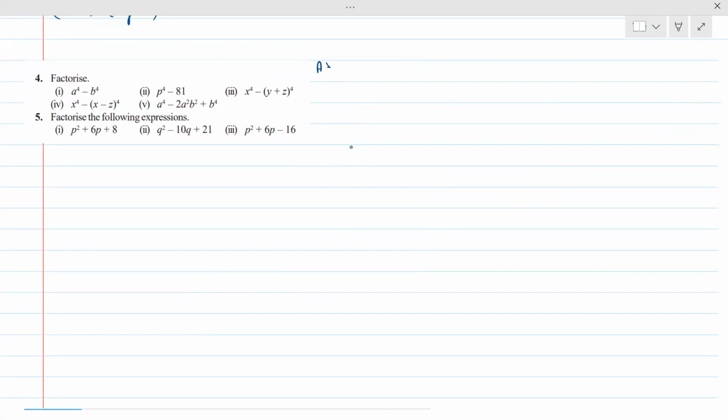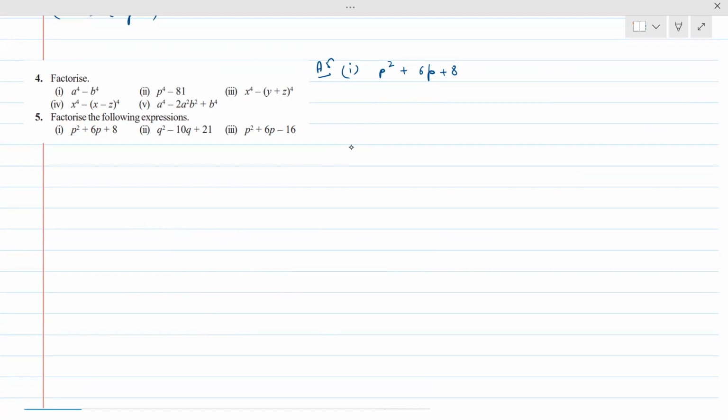The fifth question, factorize. First part is p^2 plus 6p plus 8. Whenever we have something in the form ax^2 plus bx plus c, where c is the constant, we split the b term such that the sum of the parts is equal to b and the product of them is equal to ac. Okay. So let's do it.